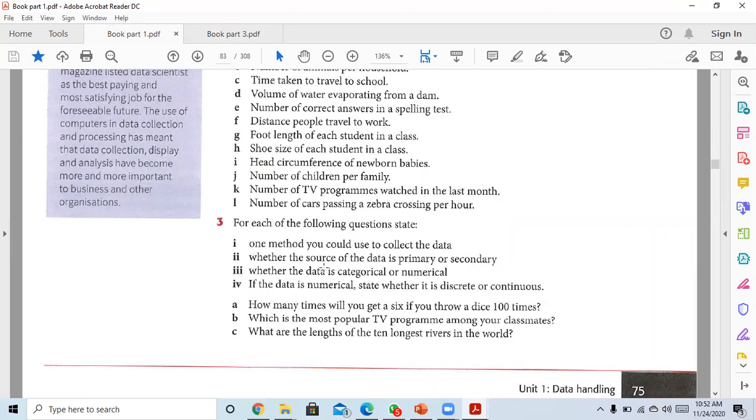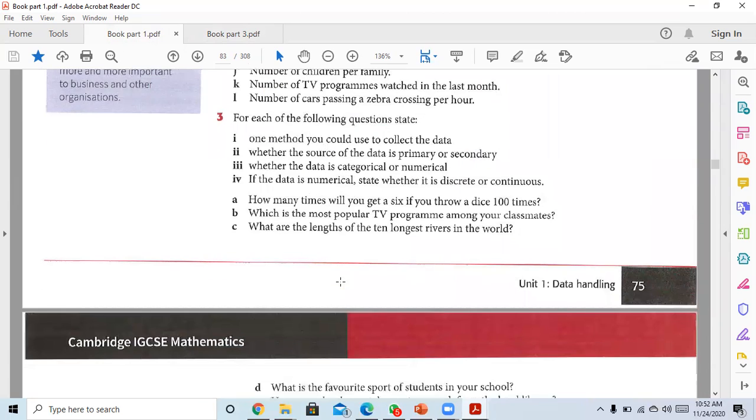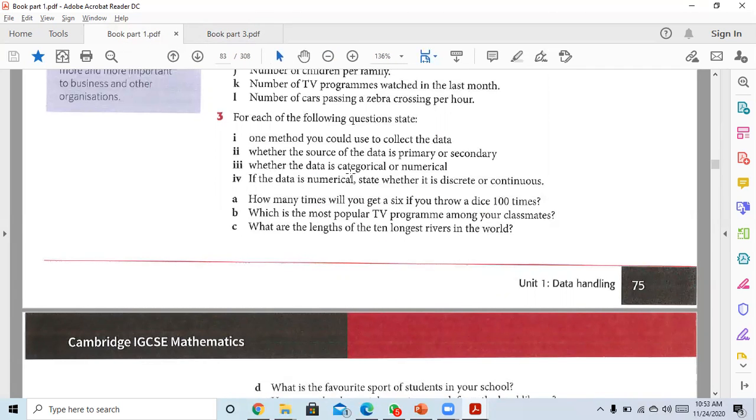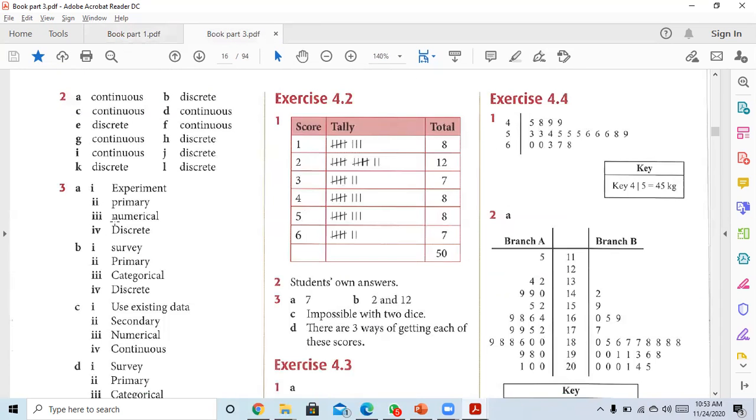So here the options are experiment, primary, numerical or discrete. Let me show you. The one method that you could use to collect the data is called experiment. Whether the source of the data is primary or secondary, here we will write primary data.